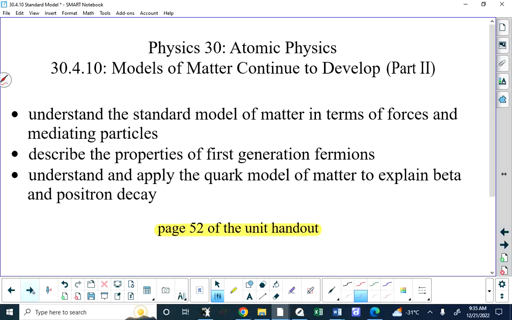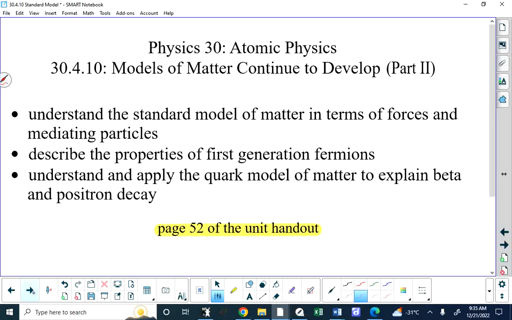So we're going to be talking here about the standard model of matter in very simplistic terms, it gets quite complicated. You're going to discover that a lot of what we do today is about memorization. You're going to have to know names of certain particles and names of types of particles. Some of those particles happen to be called fermions, and we'll get to that in a bit. We're going to explain forces in terms of mediating particles.